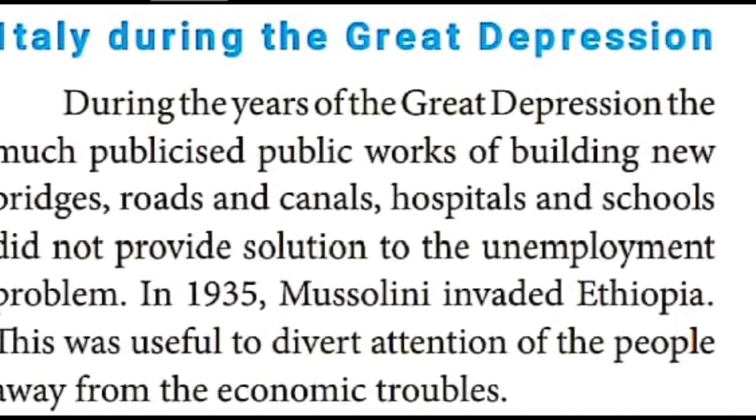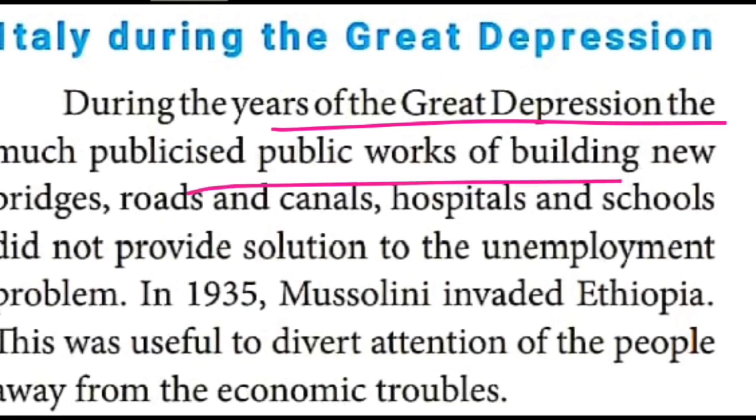But in Italy, what happened during the years of the Great Economic Depression, the public works. What was given during the time of the election? The election, which year was it conducted? 1919, when the Fascist Party came into existence. At that time the election was conducted. During election time, politicians used to give a number of assurances. One assurance was the construction of new bridges, roads, canals, hospitals, and schools. These assurances were given by Mussolini during the 1919 election.